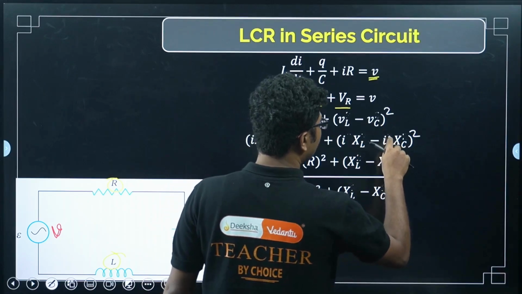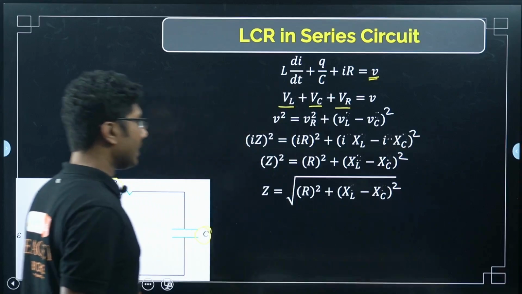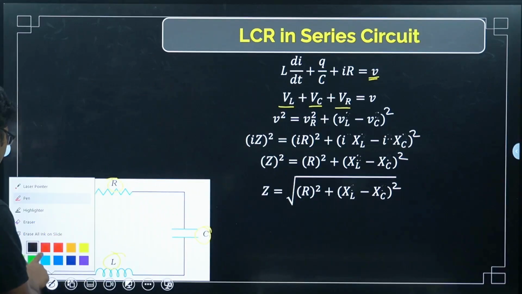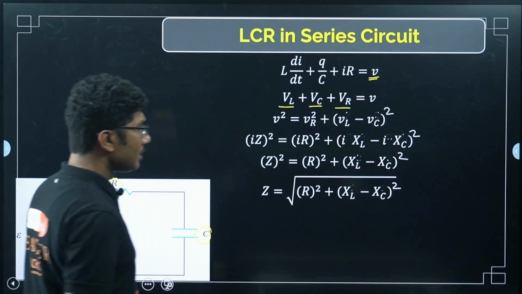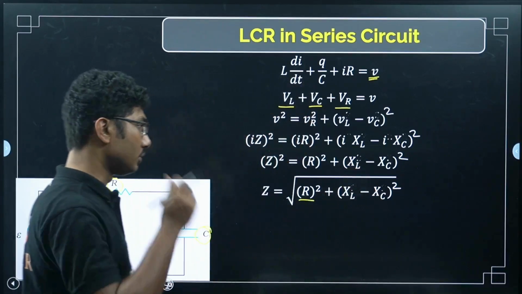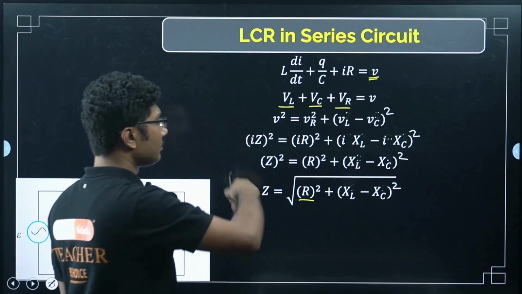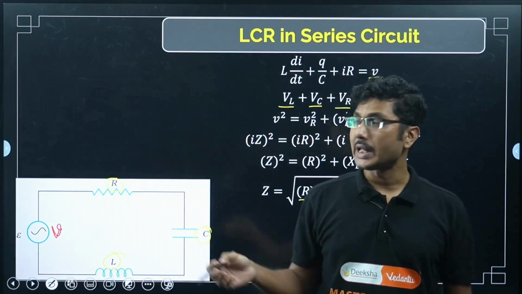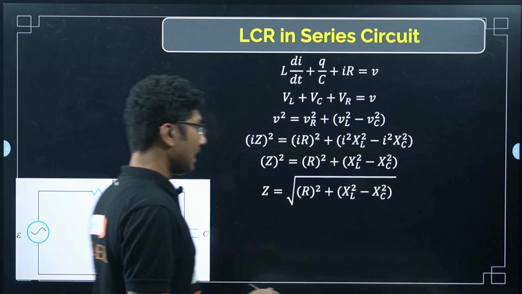So this is the formula for impedance. Impedance in an RLC circuit or LCR circuit is given by R square plus XL minus XC whole square, and the square root of that gives you the impedance of this circuit, right?